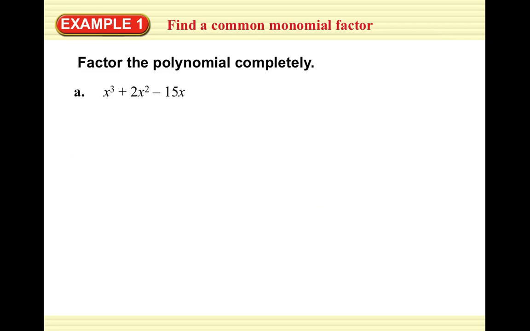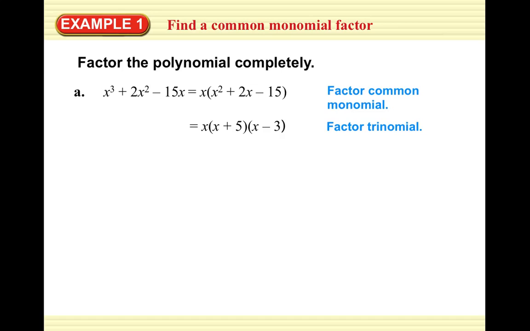Let's look at an example. Being able to find a common factor is going to help you out quite a bit. So our first example is x to the third plus 12x squared minus 15x. So obviously they all have the factor of x. So take that out and you're left with x squared plus 2x minus 15. And then you would factor that quadratic just like you normally do. So we factor the trinomial and it becomes x times x plus 5 times x minus 3.